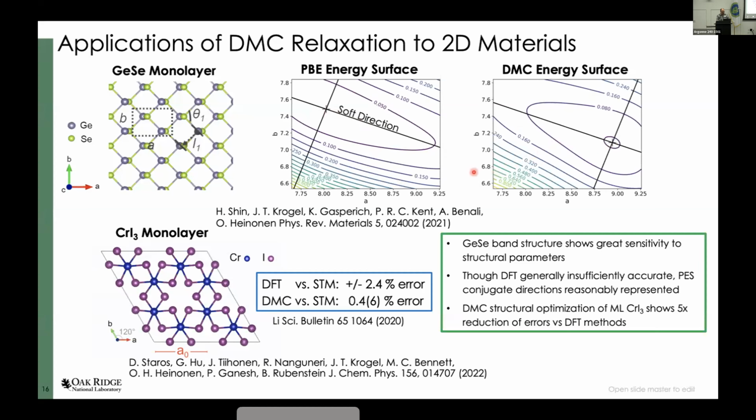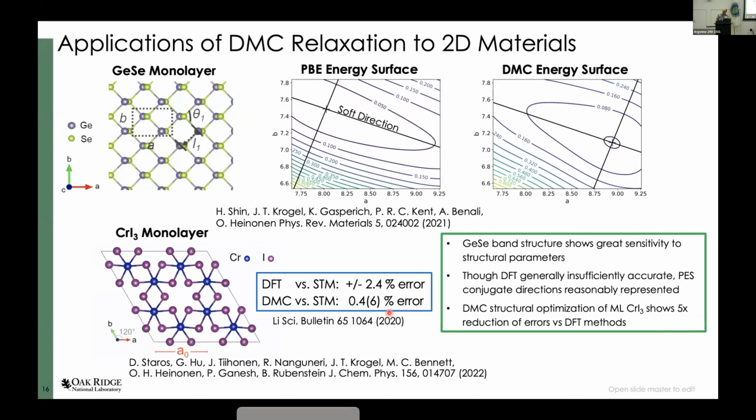Okay, so as a second example, the chromium triiodide monolayer. In this case, we had DFT results. We did diffusion Monte Carlo on it. And later, STM measurements came out on the monolayer after we did our calculations. And so ex post facto, we were able to compare our results. In DFT, we were off on structural parameters about 2.4%. In diffusion Monte Carlo with line search, here at 0.5% with an error bar about the same size. So pretty much exactly there.